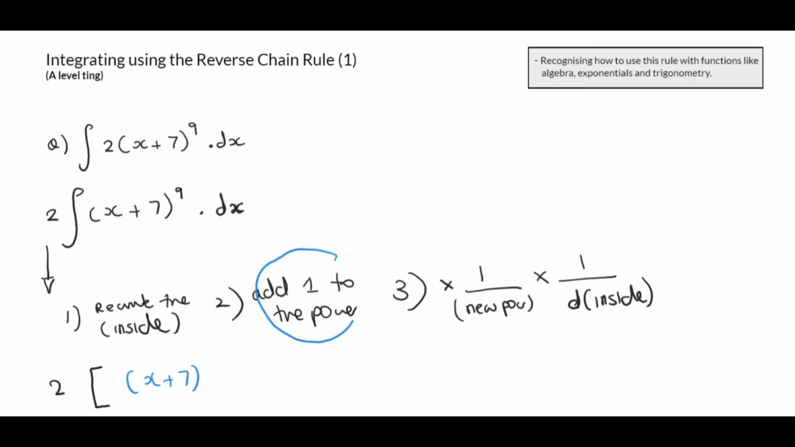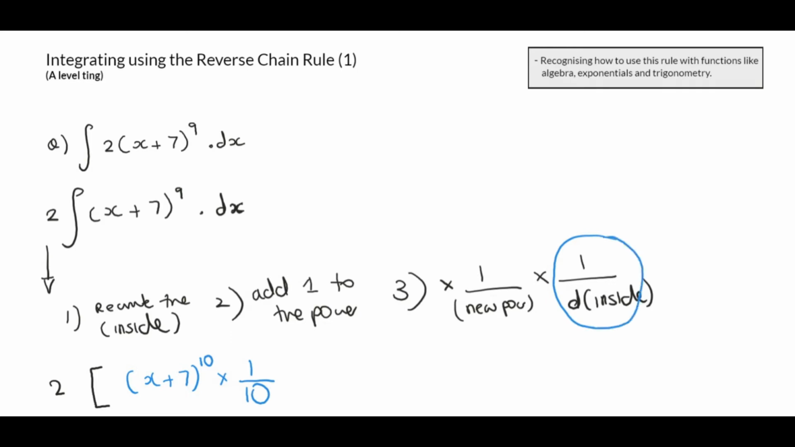Step number 2 is telling me add 1 to the power. If I add 1 to the power, 9 plus 1 is telling me 10. So I'm going to add 1 to the power. Step 3 is telling me times by 1 over the new power. So the new power is 10, obviously. So I'm going to do times by 1 over the new power, which I've told you is 10. So I'm going to times by 1 over 10.